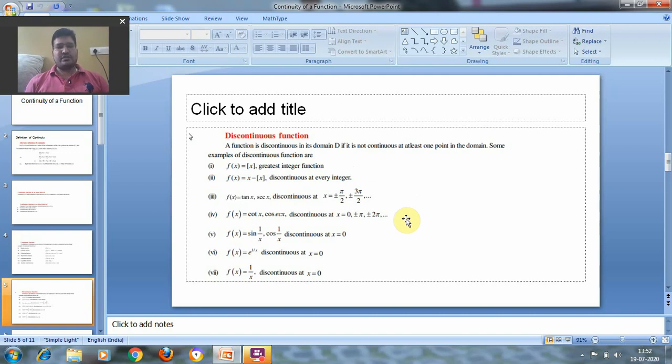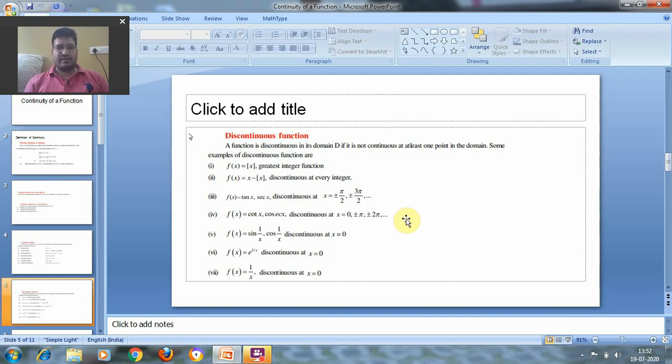There are some discontinuous functions as well. We studied about it. For example, the greatest integer function f(x) equal to greatest integer of x, because the curve of this function is discontinuous everywhere. And some trigonometric functions are as well.